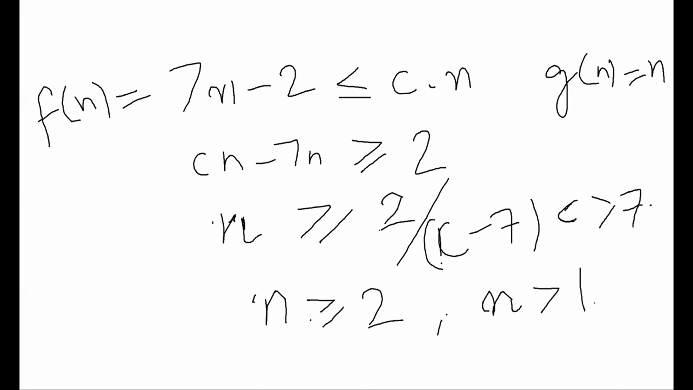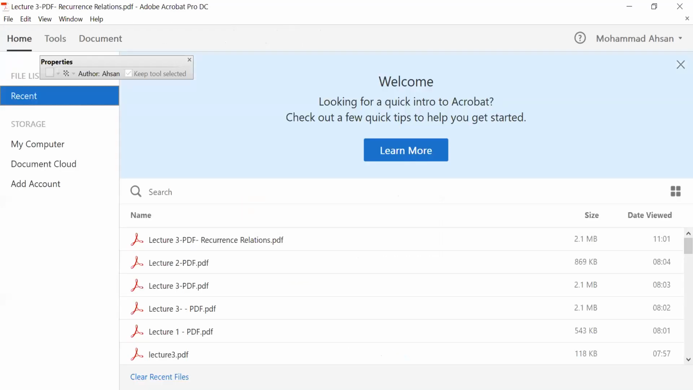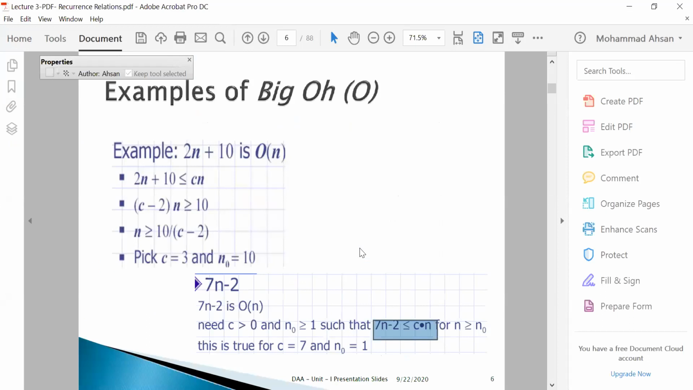Okay, so if you see here, you're getting c is equal to 7 or greater than 7 and n0 equal to 1.